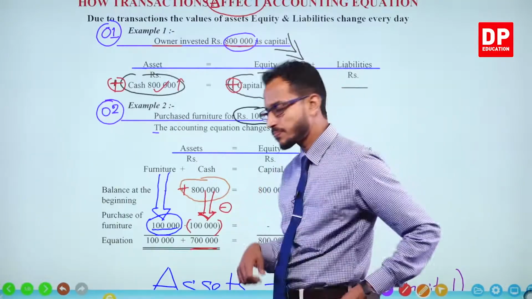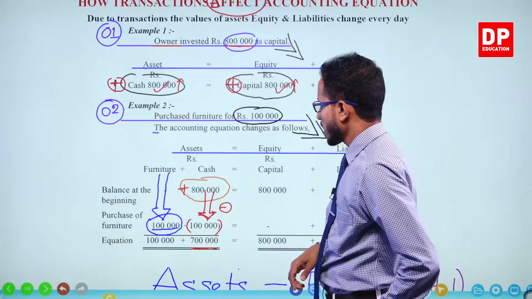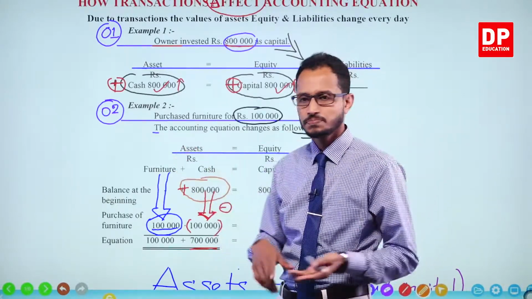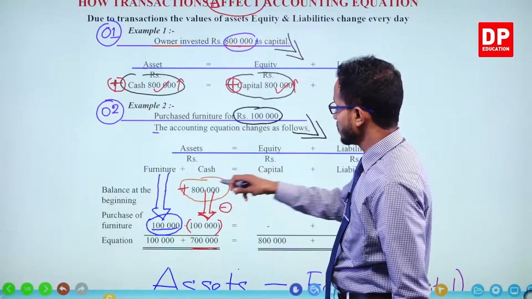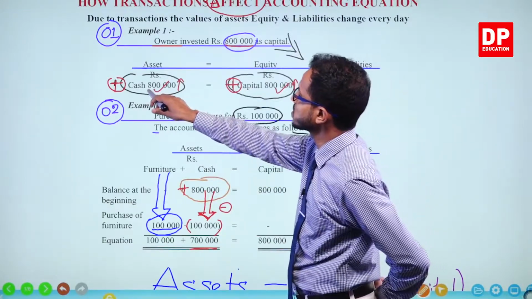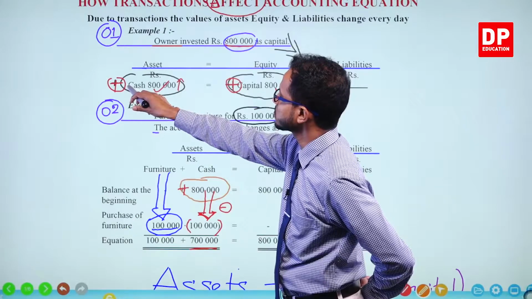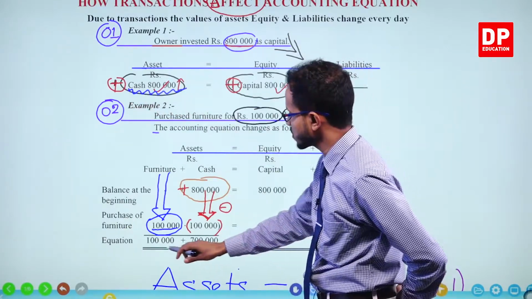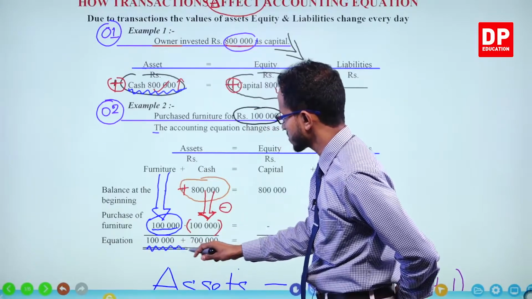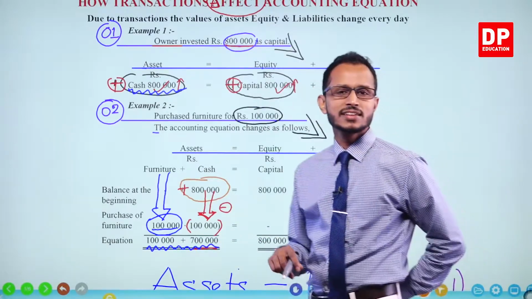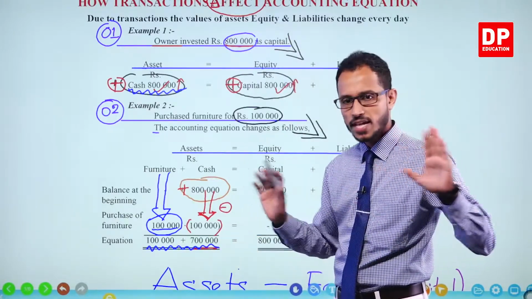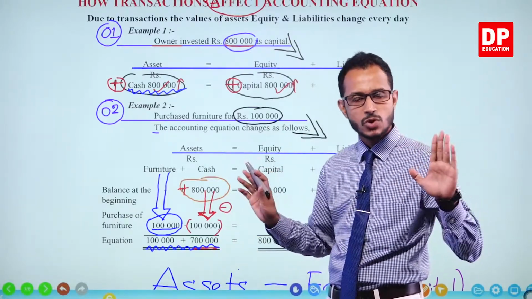You got it, right? The total assets value has not changed. Before, 800,000 was here under assets. Okay. Still 800,000 is here under assets. Do you notice that? Right then. That's it. End of story.